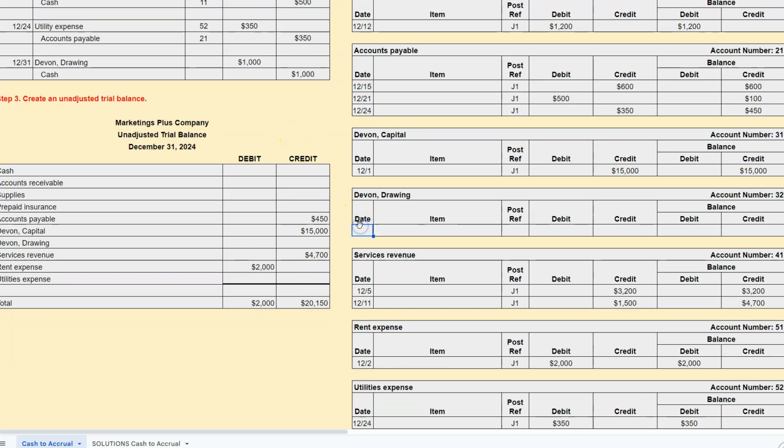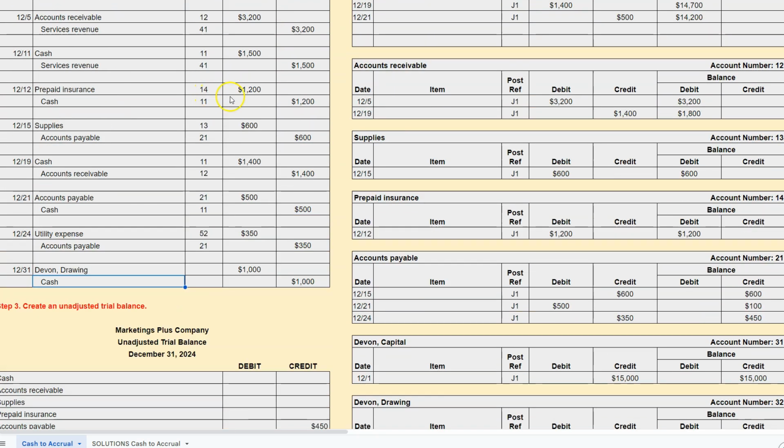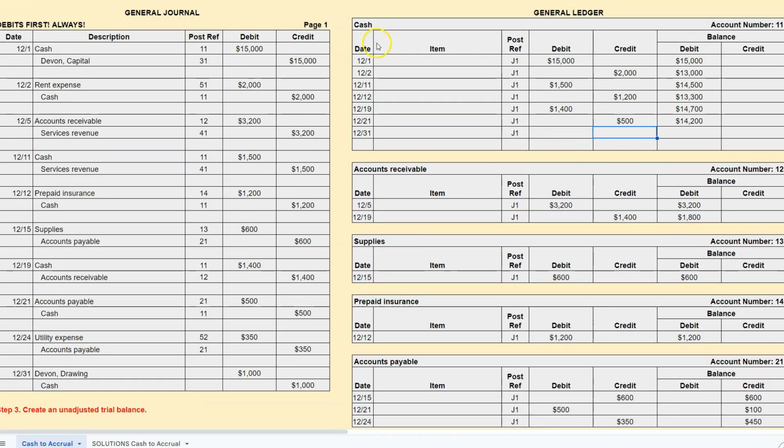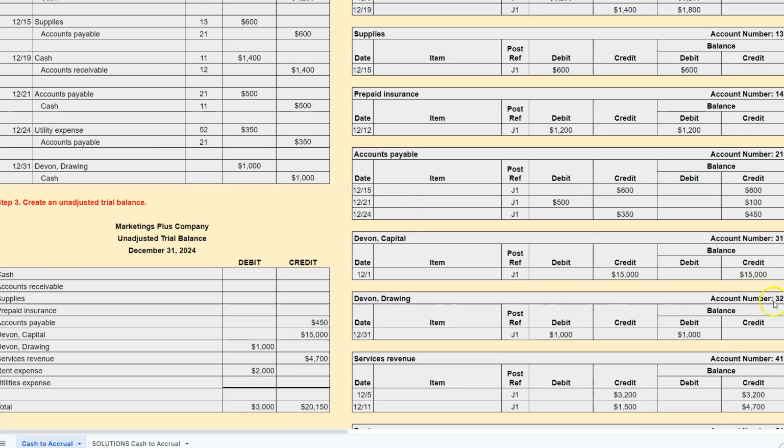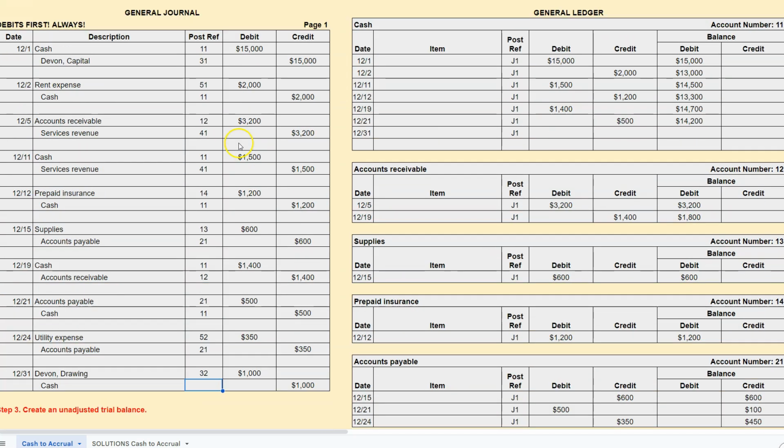For the drawing account, right here, 12/31, first page of the journal. 1,000 debit, 1,000 debit. And then last but not least, 12/31, we paid cash of $1,000, so 1,000 credit. Bad. 32. Posted. All right, back to cash.